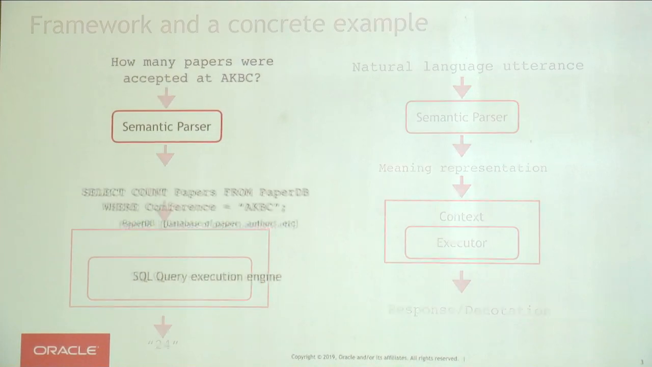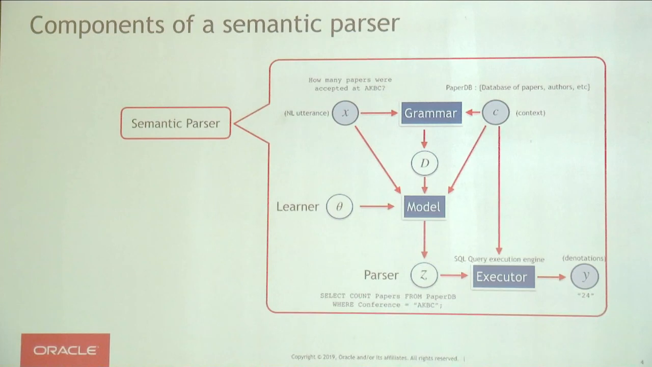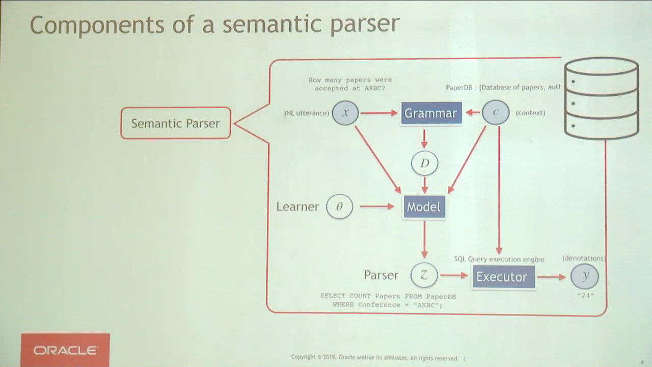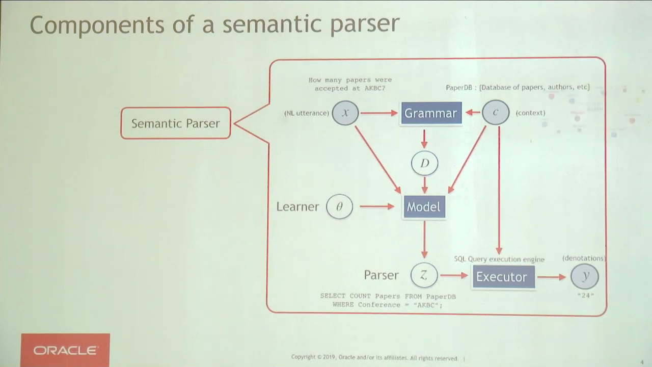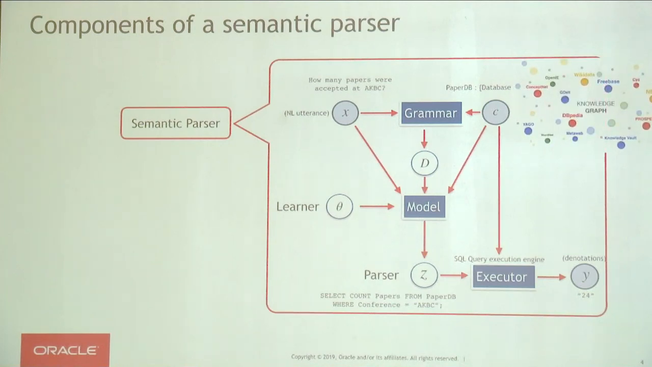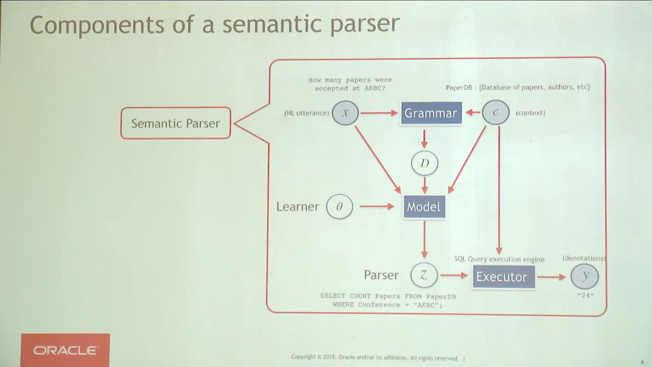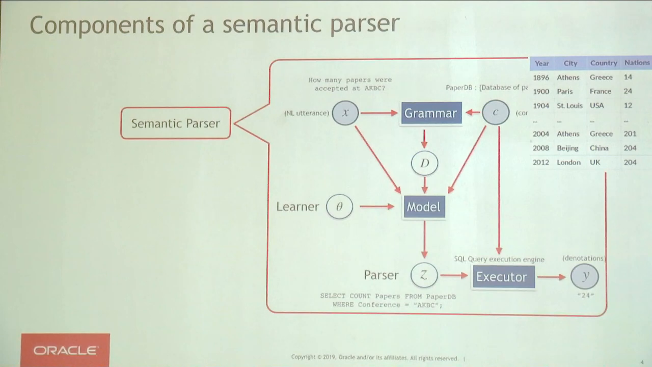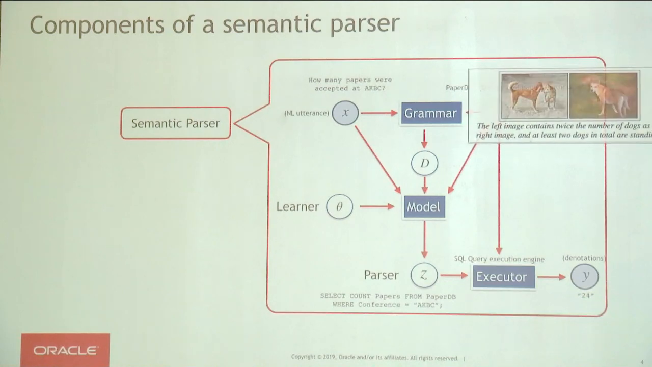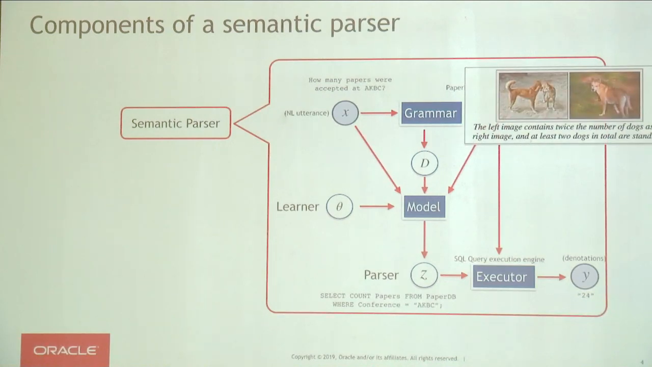Let's look at the key components and see how they've changed over the years. The way that you've defined the context has changed a lot over the years. It used to be domain-specific databases, like GeoQuery, where they had facts about US geography. That changed to large-scale knowledge bases like Freebase, where you had information about a lot of different domains. It then transitioned to being able to answer questions on semi-structured tables, such as those taken from Wikipedia. And more recently, we are able to answer questions that are grounded in vision.